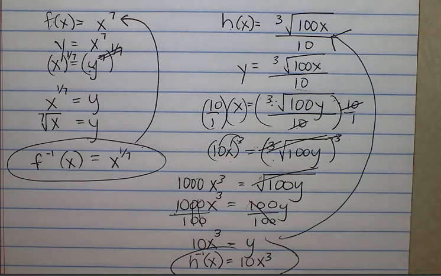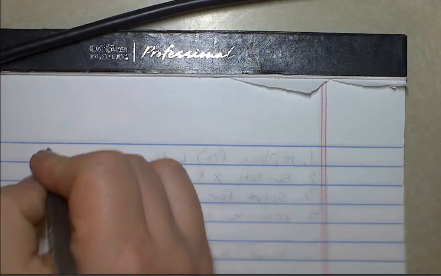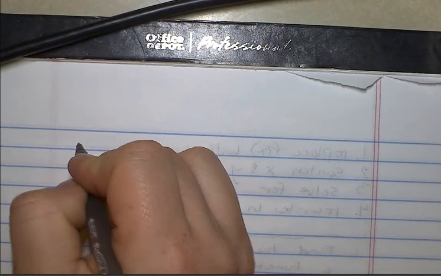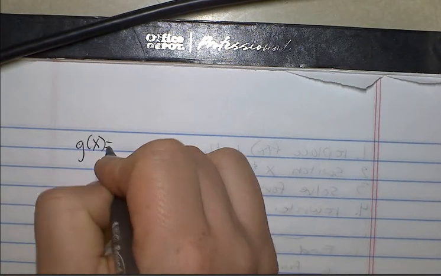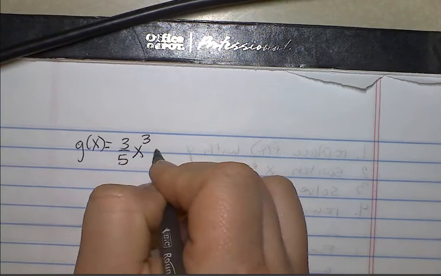Okay, so here's how the next problem is going to work. I don't want you to look up on the board after you write down the problem. So let's start by first writing it down. This is going to be g of x equals 3/5 x cubed minus 9.